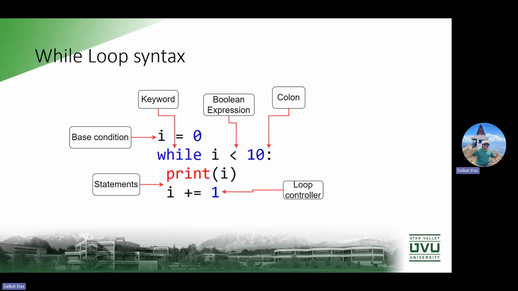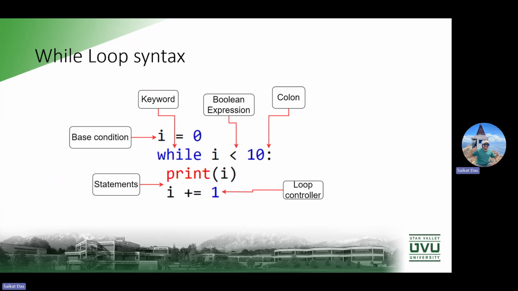For the next run, the I value is 1. 1 is less than 10. Yes, print 1. So on and so forth, until 9. 9 is less than 10. Yes, print 9. Then I plus 1, 10. 10 is not less than 10. That means it doesn't satisfy. So while false. That means we have an exit condition here.